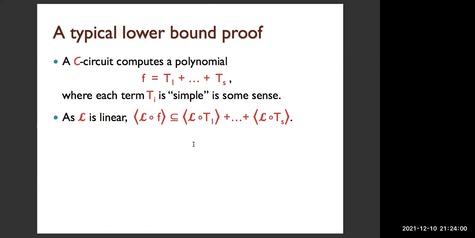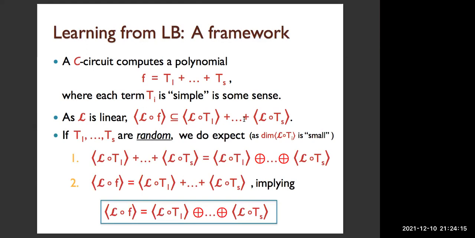Okay. And this relation that you see here, this is the origin of the framework that I'm going to state now. At this point, notice one thing. So far, we did not talk about random terms, right? We know a typical lower bound proof gives me a set of linear operators. I can attach spaces like this. Now, the hope is if the terms are random, then we can expect a couple of things. First, that the sum of the spaces is actually a direct sum.